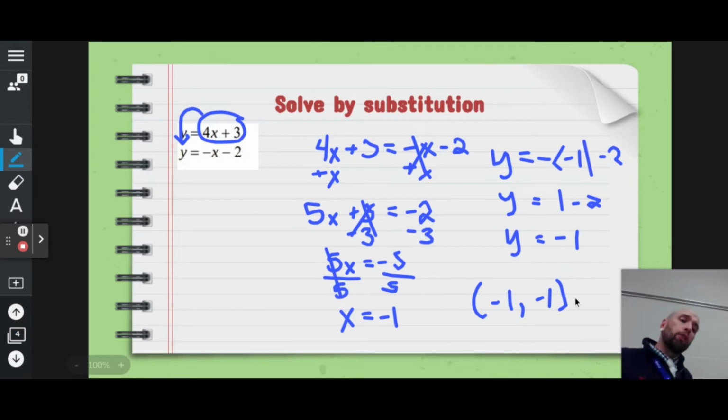And just like I said in the first problem, if I wanted to, I could use Desmos pretty easily to get the answer to that. I would just graph both of these, find out where they intersect, and they will intersect at negative 1, negative 1.